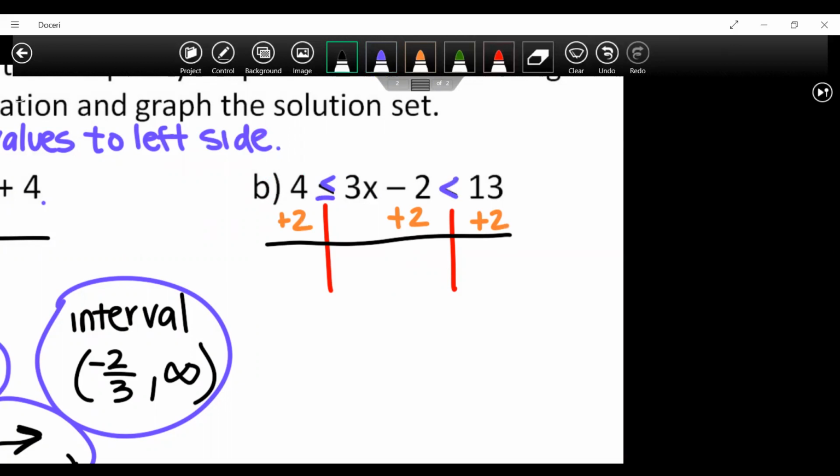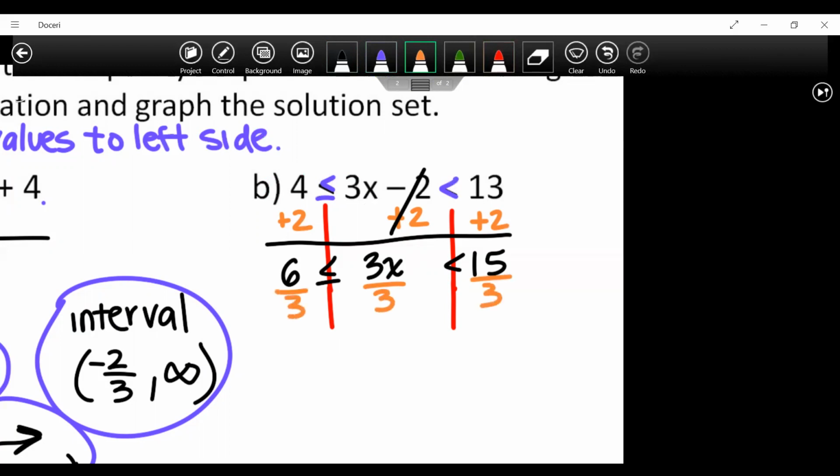4 plus 2 is going to be 6. We're still going to get our 3x in the middle, and we can write these inequalities in here as we're going down. 15. And then we're going to solve this one last time by dividing by 3 everywhere.